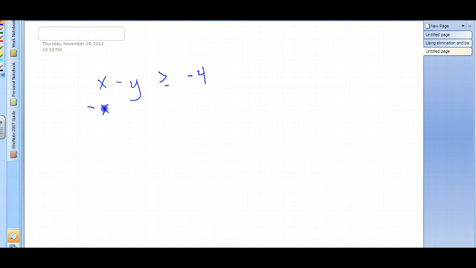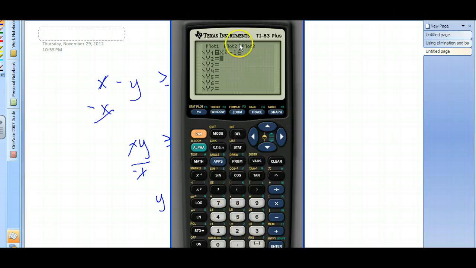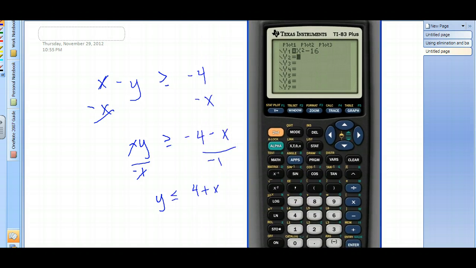Okay, so when I subtract the x over, I get negative y is greater than or equal to negative 4 minus x. Divide by negative 1, divide by negative 1. Alright, and I get y is... I divided by a negative, so I got to switch the order symbol. Now, because both of these are negative and I divide by negative, they'll both end up being positive. So I can put 4 plus x or x plus 4. But make sure you got that less than in there now. So when I go to my y2, I'm going to put in 4 plus x.